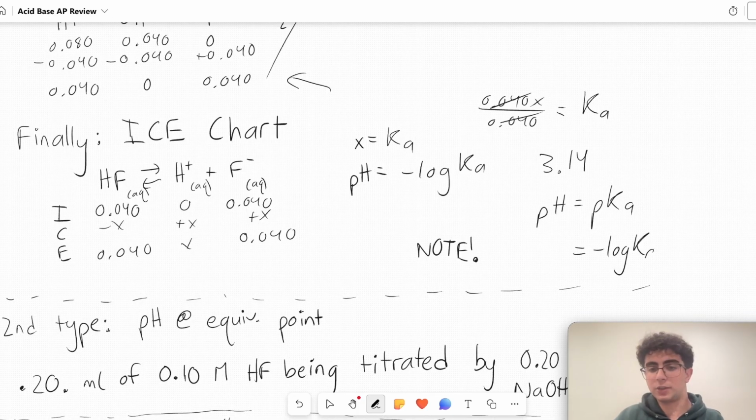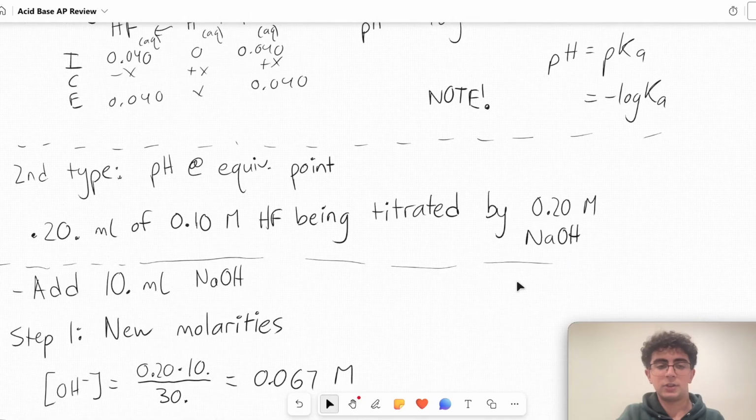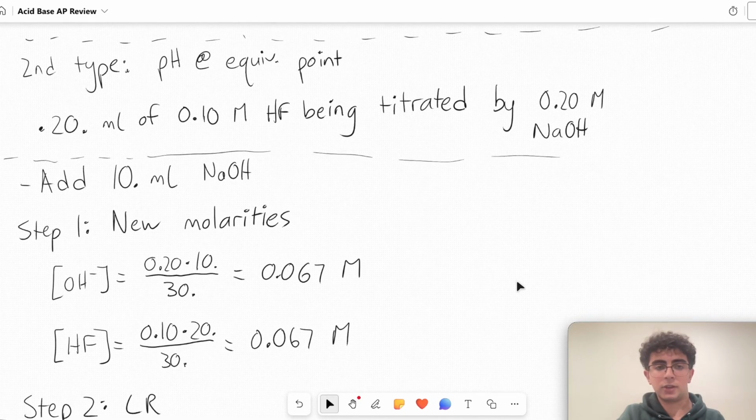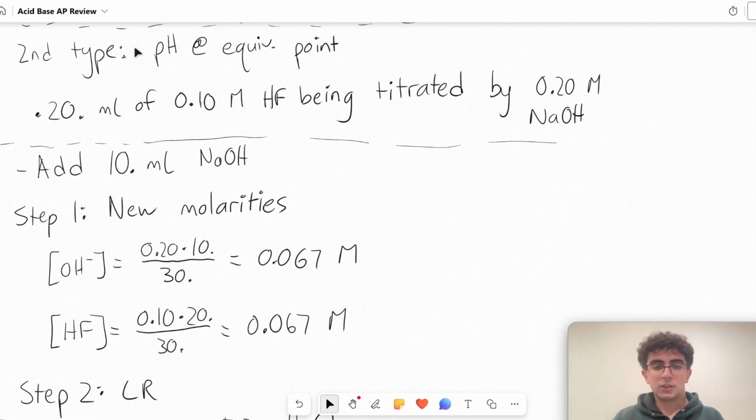And you'll get full credit on the AP if you just say half equivalence point, negative log Ka. I would still show the first step of calculating the molarities so that you show that you know you're at the half equivalence point. The second type of problem, you'd be asked to solve the pH at the equivalence point.